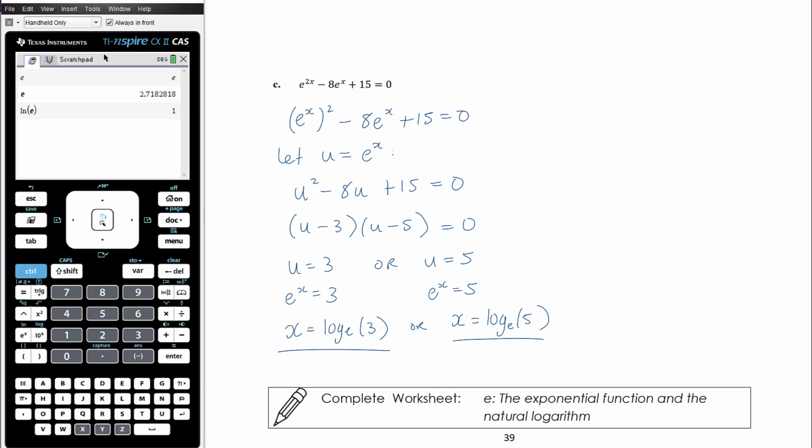So sketching exponential graphs with the base of e, log graphs with the base of e, solving exponential and log equations involving base e. All the processes are the same, just introducing this idea of this new number called e, which is equal to about 2.718, so a little bit less than 3.